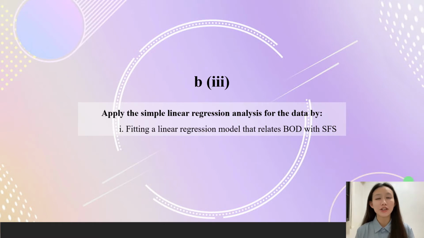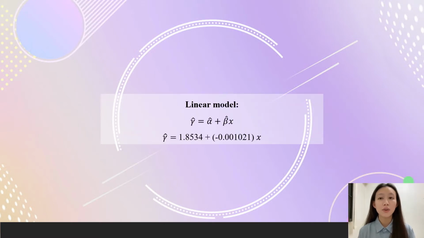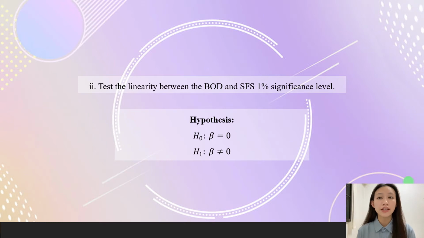Hi, my name is CHEOW and I'm going to explain question B3. The linear model that we are using is y equals alpha hat plus beta hat x. In order to test the linearity between the BOD and SFS at 1% significance level, we are using the hypothesis of H0: beta equals 0, and H1: beta not equal to 0.